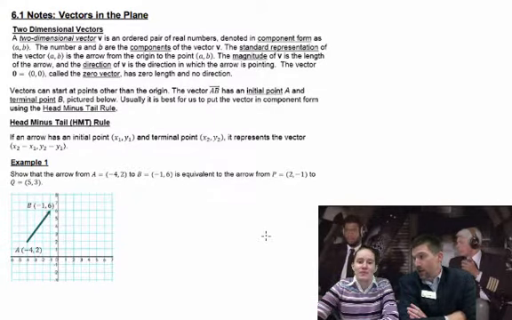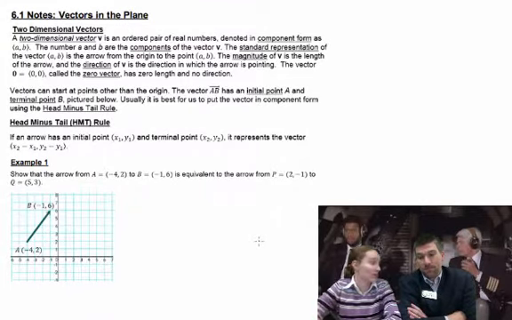Could you have three-dimensional? We could. We could talk about vectors in a three-dimensional space, and it makes it a little bit more complicated, but not horribly so. We'll be focusing on two dimensions because it's easier, and it's what we're studying.